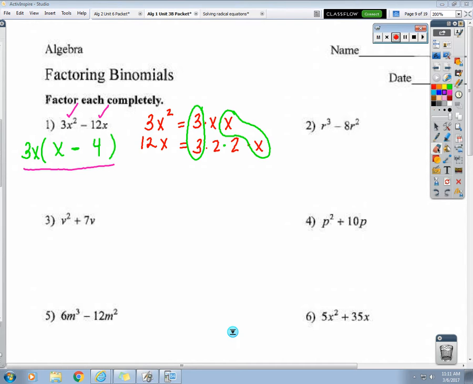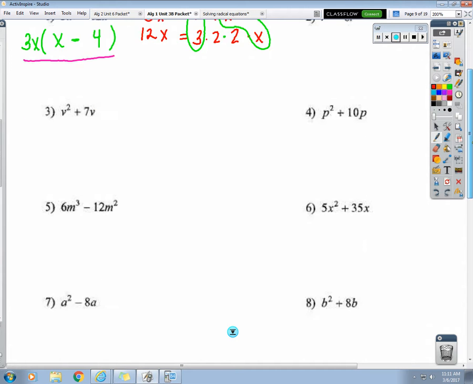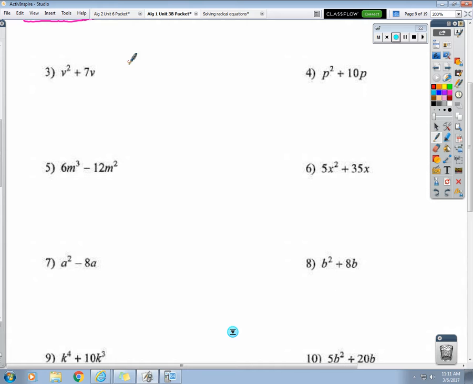Okay, number 3. We have two different terms. We have a v squared and we have a 7v. How do you get a v squared with just primes? V times v. How do you get a 7v? 7 times v. You don't have to write the 1. Okay, so now what's the only thing those two terms have in common? They both have at least one v. So that's all we're going to be able to pull out because that's all they have in common.